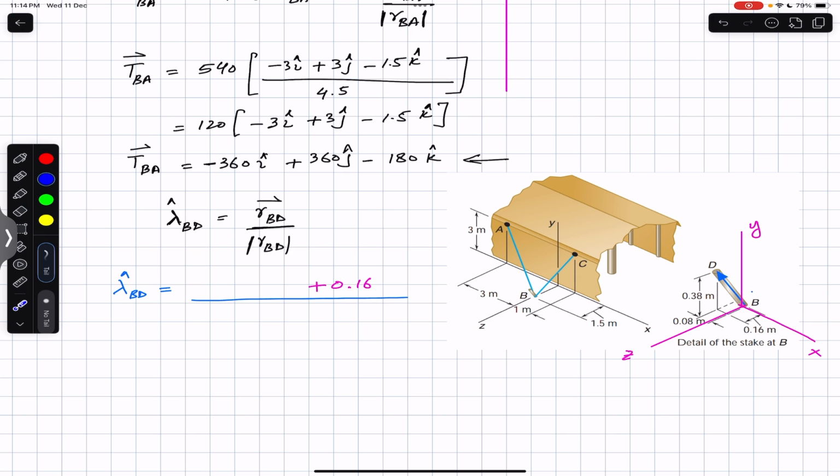Then from here we need to travel 0.08 meters in the negative x, so in the negative i, 0.08, and then in the positive y direction 0.38 meters, so in the positive j, and 0.16 in the positive k. And now the magnitude will be the square root of 0.08 squared plus 0.38 squared plus 0.16 squared.